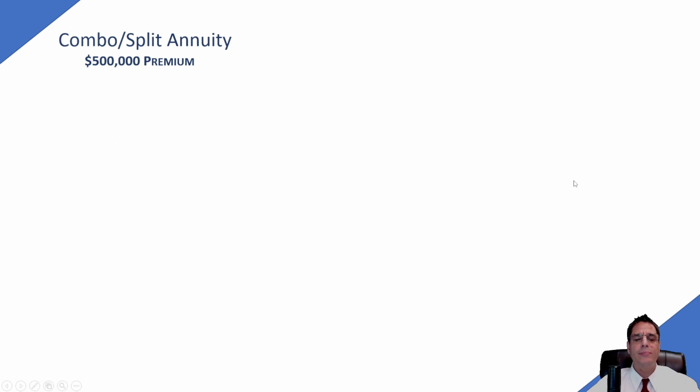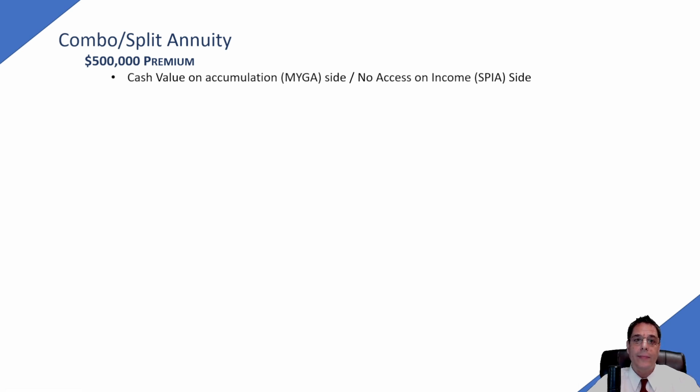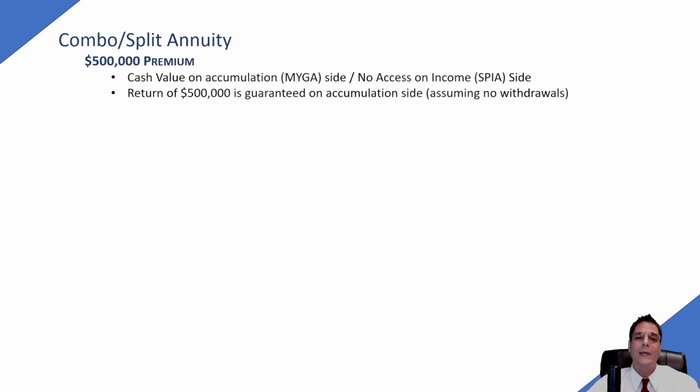The next is a combo split annuity. With $500,000, cash value is available on the MYGA, the accumulation side, but no access on the income or SPIA side. So return of $500,000 is guaranteed on the accumulation side, while the SPIA side will dwindle down to 0, making those payments back.